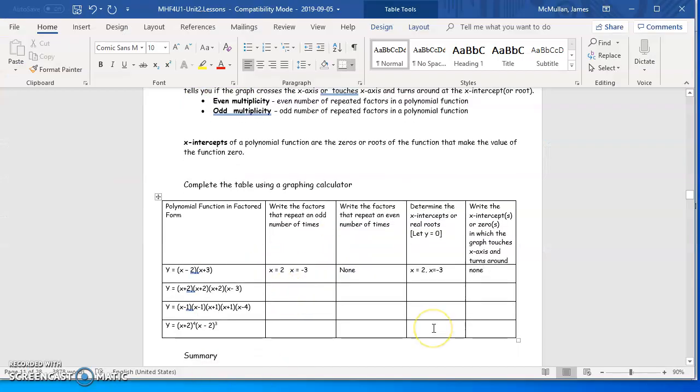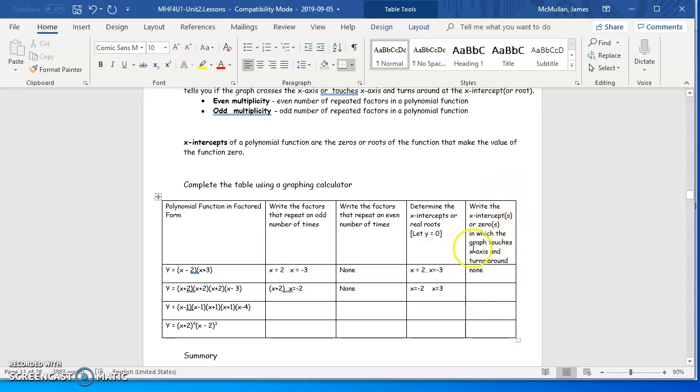Okay, the next one. We have factors that repeat an odd number of times. The x plus 2 is a factor that repeats an odd number of times. So again, the root would be minus 2. The factor is actually x plus 2. Write the number of factors that repeat an even number of times. Once again, there are none. Determine the x-intercepts. So again, what makes each of those brackets 0? x equals negative 2 is one option, and x equals 3 is the other option.